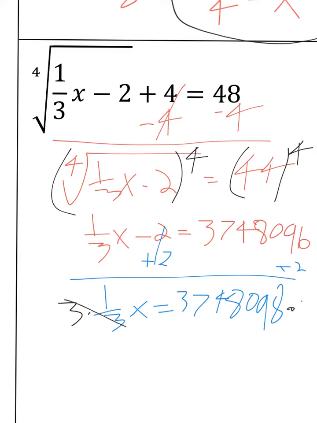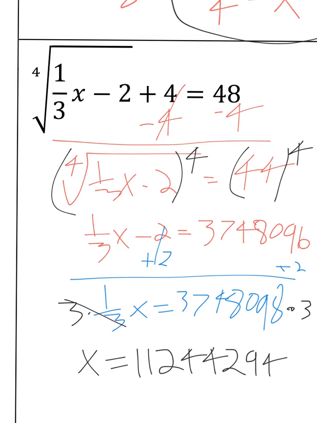And so I'm going to get a really big number now. So I get, let's see, this is going to be 11,244,294, which is about how much I make in a year. Just kidding. But yeah, that's the final answer.